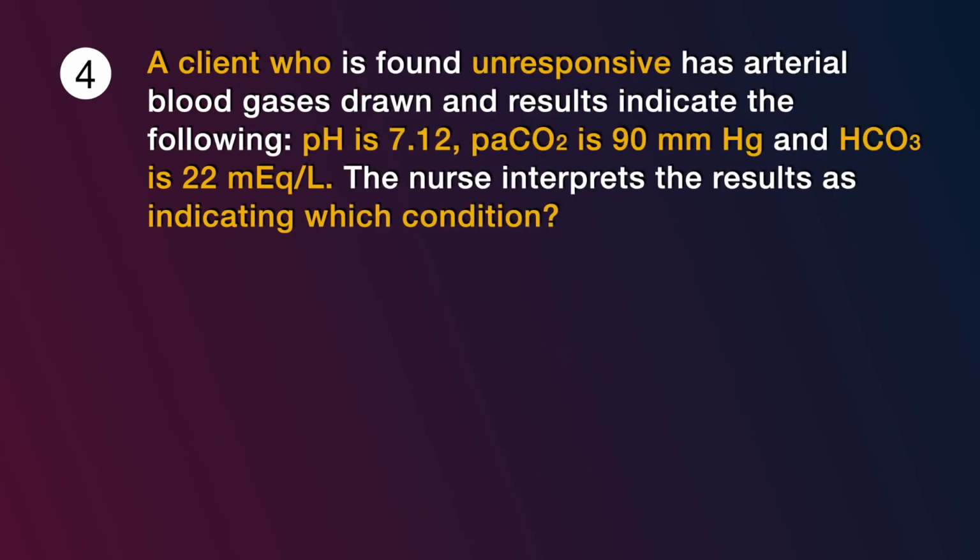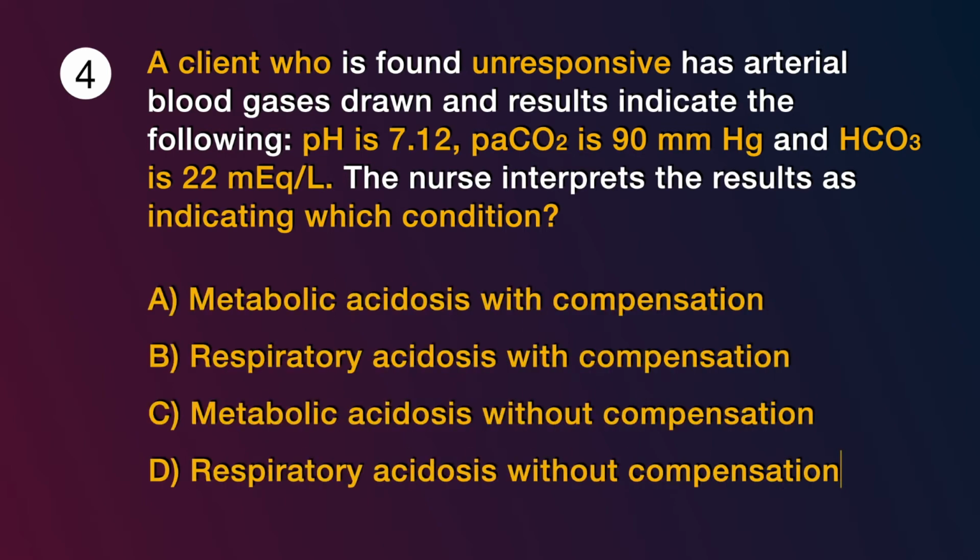Question number 4. A client who is found unresponsive has arterial blood gases drawn and results indicate the following: pH is 7.12, PaCO2 is 90 mm Hg, and HCO3 is 22 milliequivalents per liter. The nurse interprets the results as indicating which condition? Options are metabolic acidosis with compensation, respiratory acidosis with compensation, metabolic acidosis without compensation, respiratory acidosis without compensation. So the answer is D, respiratory acidosis without compensation.